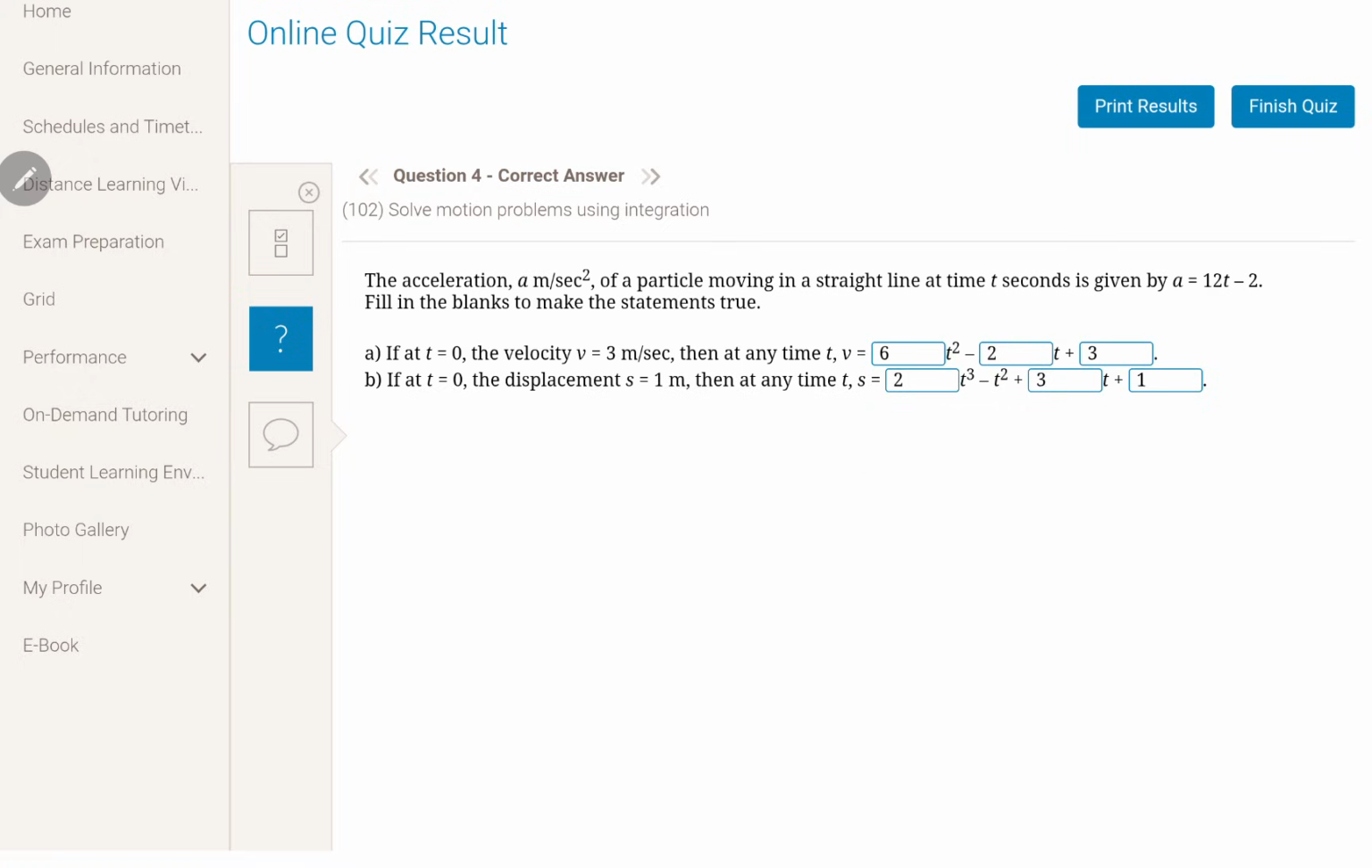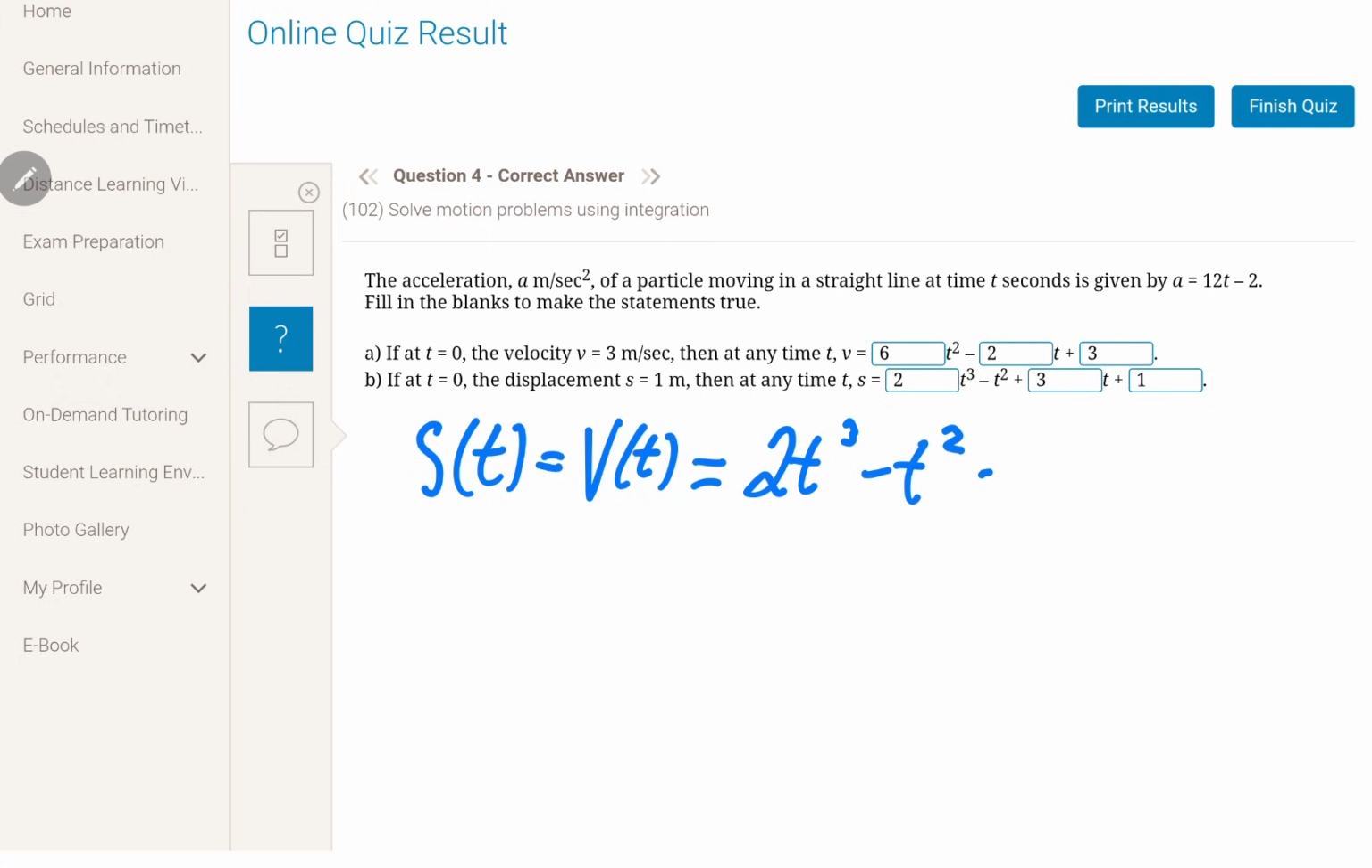Done. Now, if at t equals 0, the displacement s is 1 meter, then at any time t, we're going to integrate the velocity. So s of t is equal to the integral, or you can write capital V of t, is equal to, integrate this. Originally the power is 2, add 1 to be t cubed. 6 divided by 3, 2. 2t cubed minus, the 2t is the original power of 1, right? T is to the power of 1. Add 1 to the power, it will be t squared. 2 divided by 2 is just 1, so it's going to be t squared plus 3t plus c.